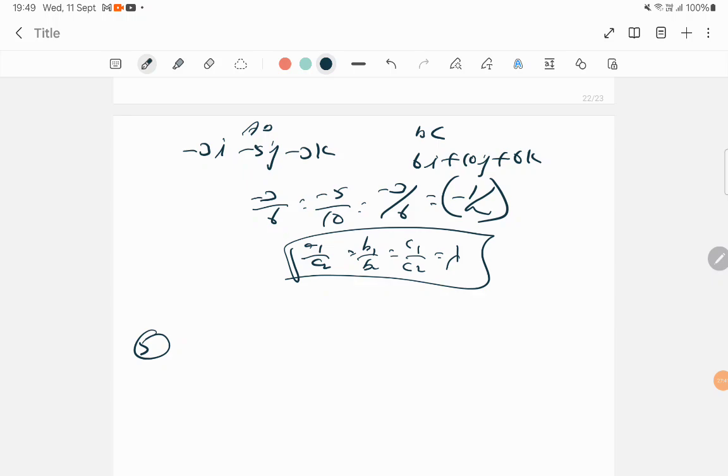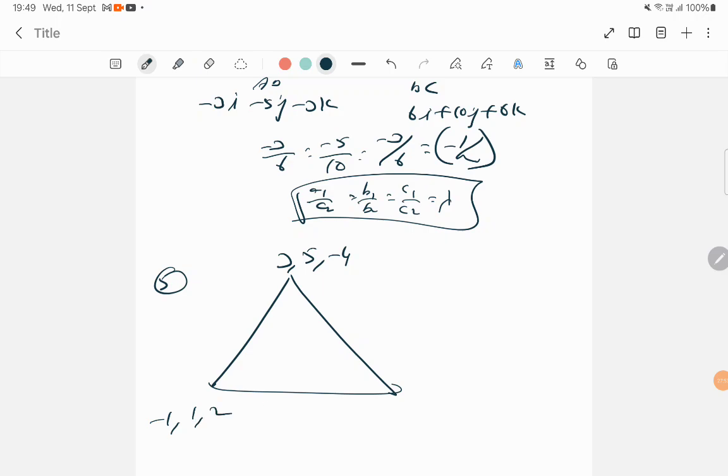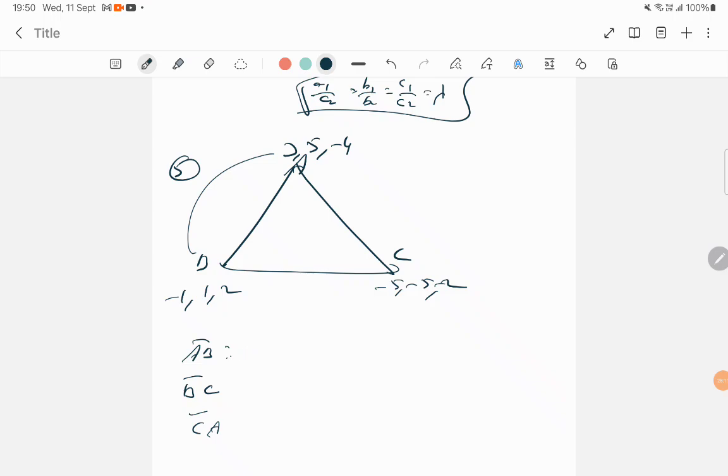Find the direction cosines of the sides of the triangle whose vertices are given: 3, 5, minus 4, minus 1, 1, 2, minus 5, minus 5, minus 2. Find the direction cosines of the sides. Let's name them A, B, C. So you're going to find AB, then BC and CA. The AB vector is x2 minus x1. BC vector means x2 minus x1. See, you understood what I'm saying. So write those vectors, and what you will get is the direction ratio.